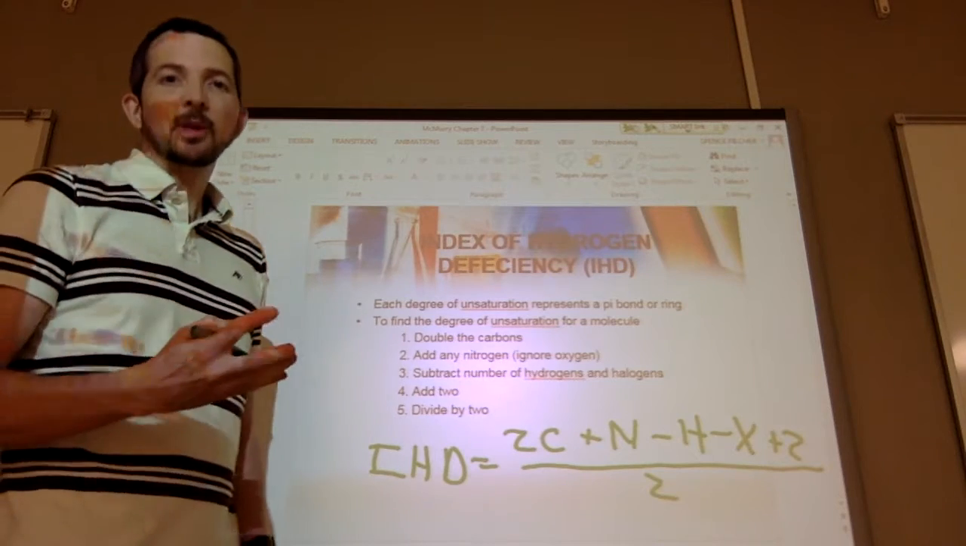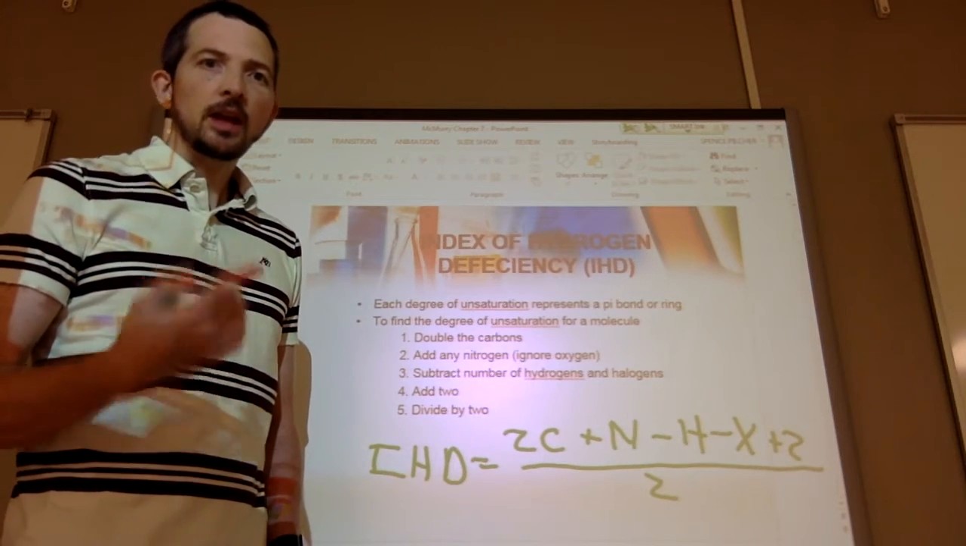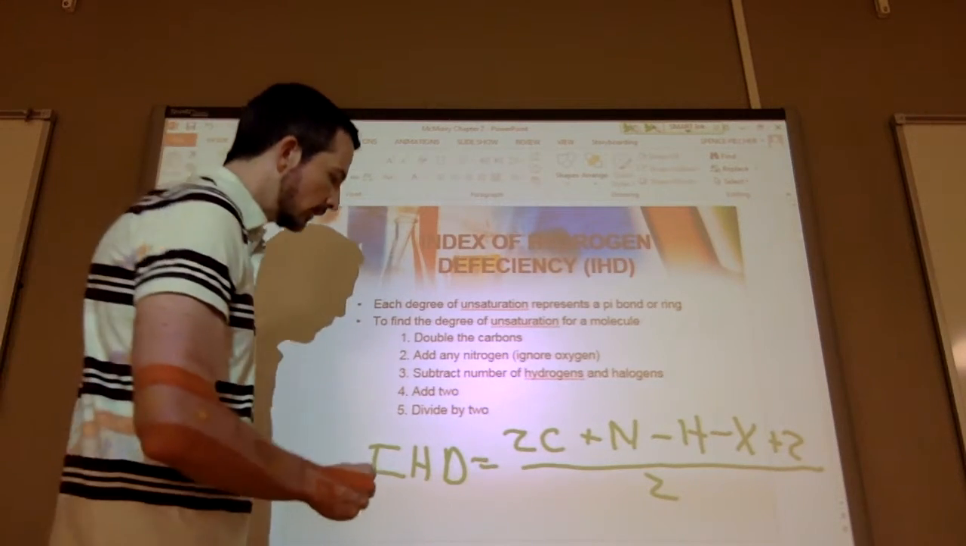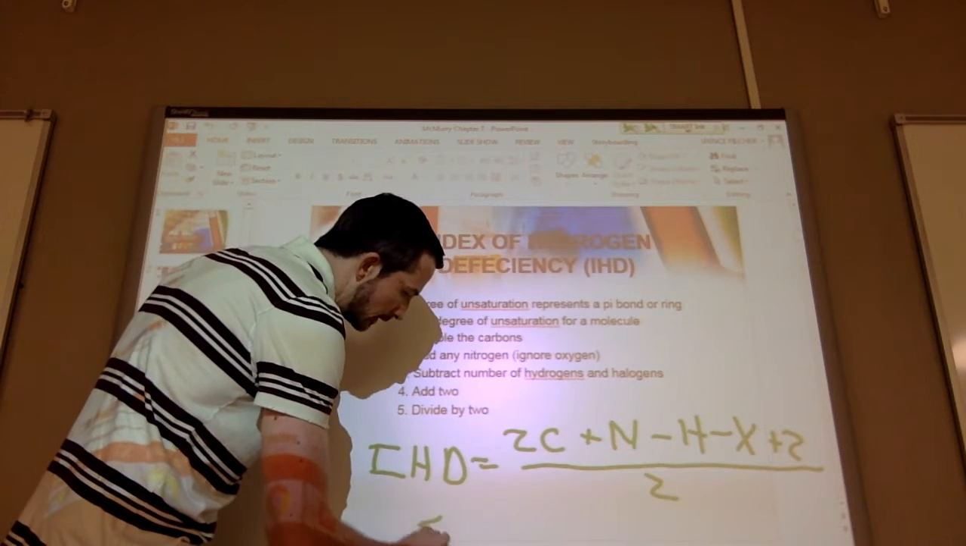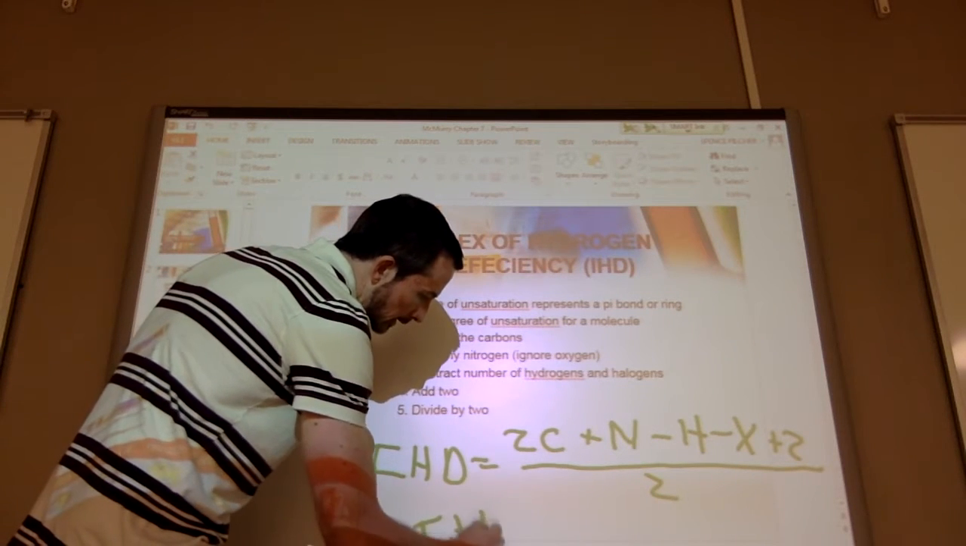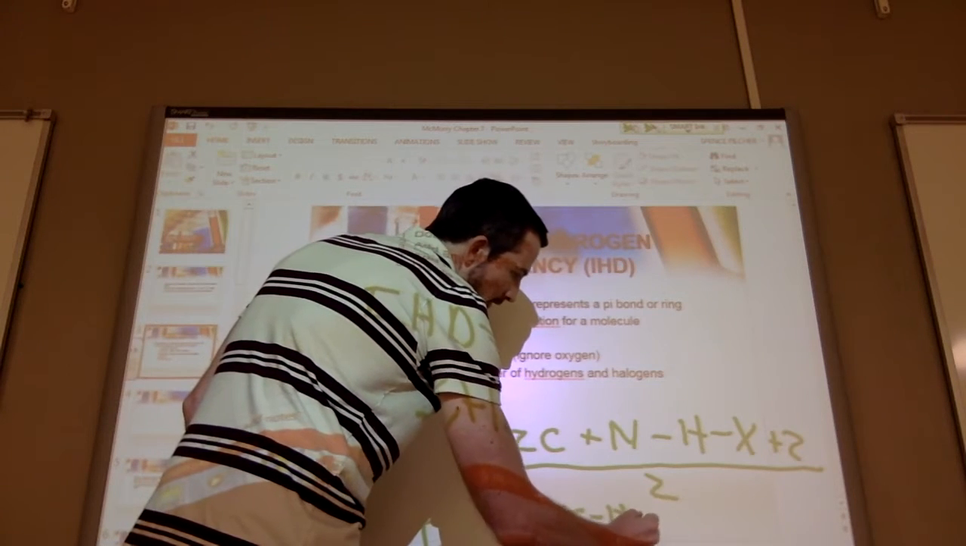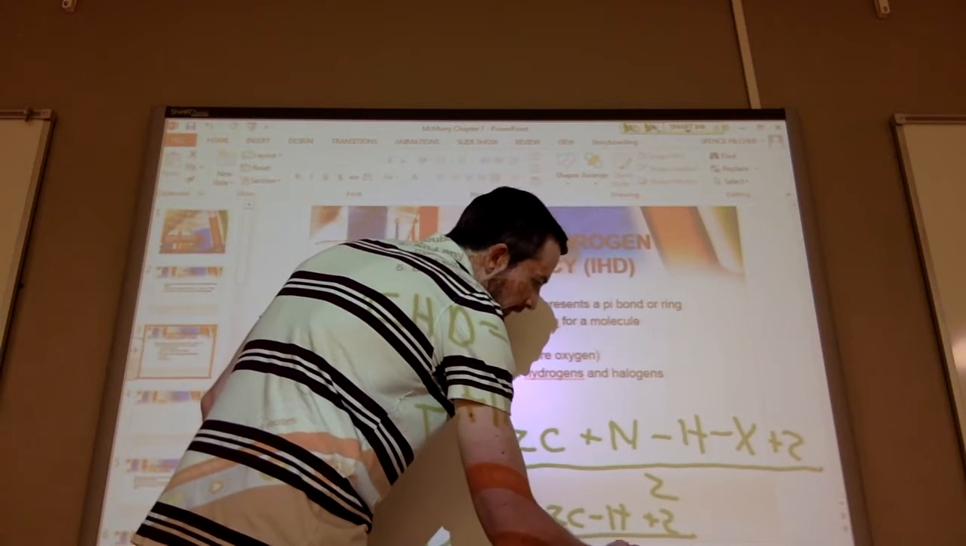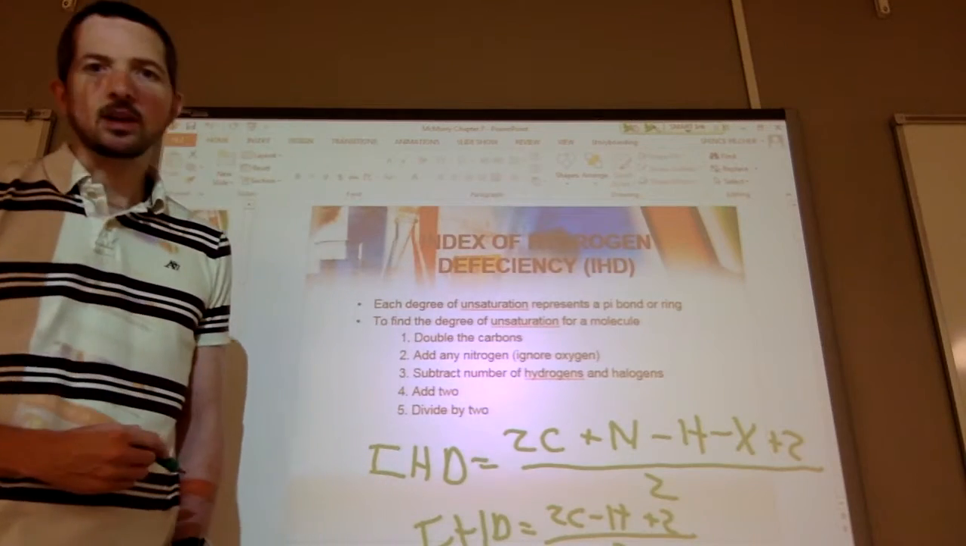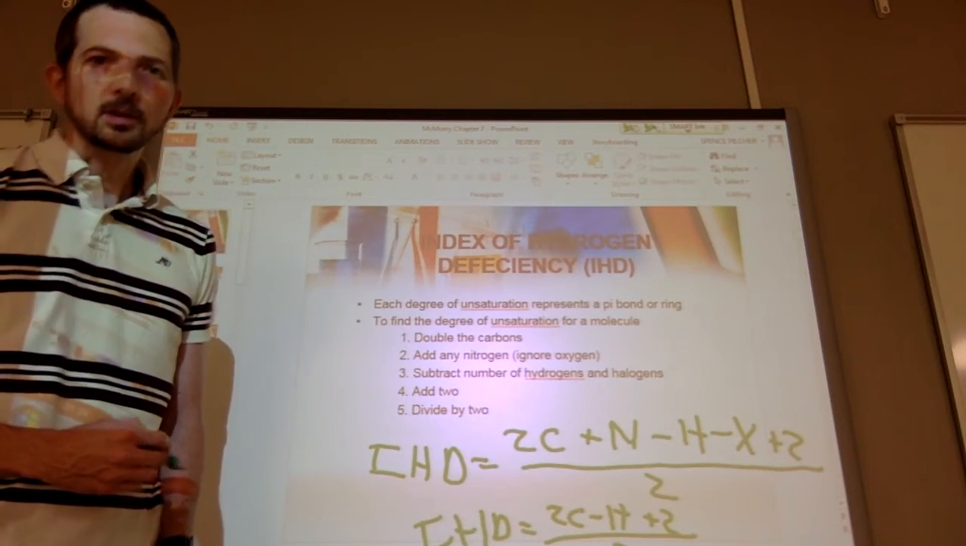So a lot of organic compounds just have carbon, hydrogen, and oxygen present. And so that would simplify to twice carbons, subtract hydrogens, plus 2, divided by 2. So oxygen does not factor into that formula.